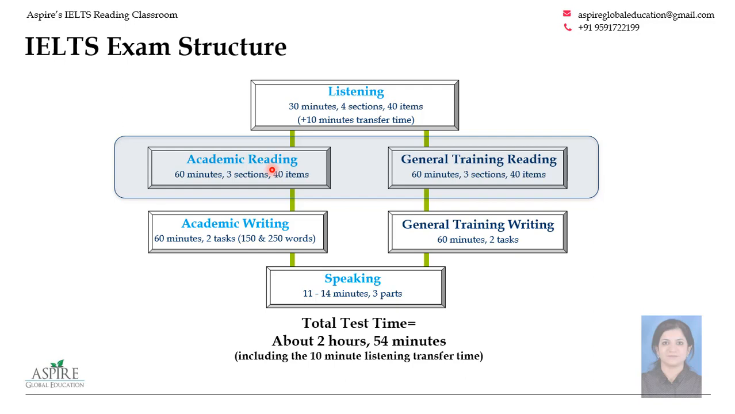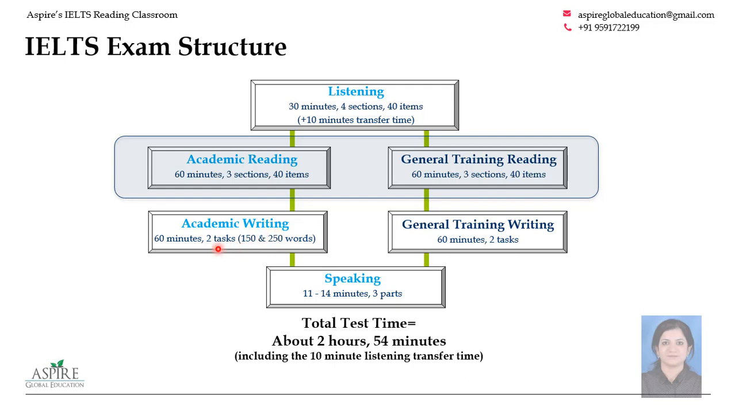The second module is reading module. It lasts for about 60 minutes, 3 sections and 40 questions. The only difference between academic reading and general training reading is the kind of passages that you deal with. The passages are a little harder for academic reading, whereas they are easier and based on generic topics for the general training reading.